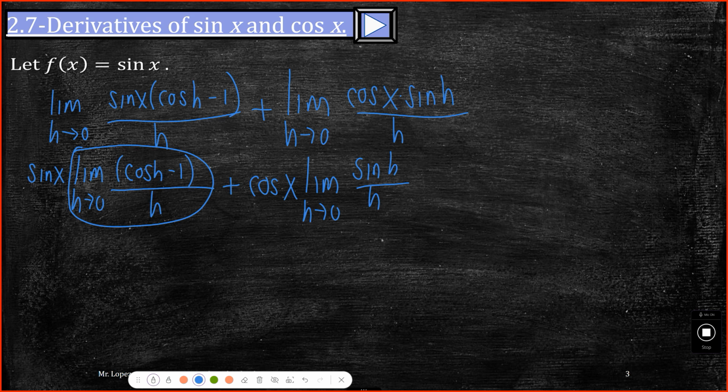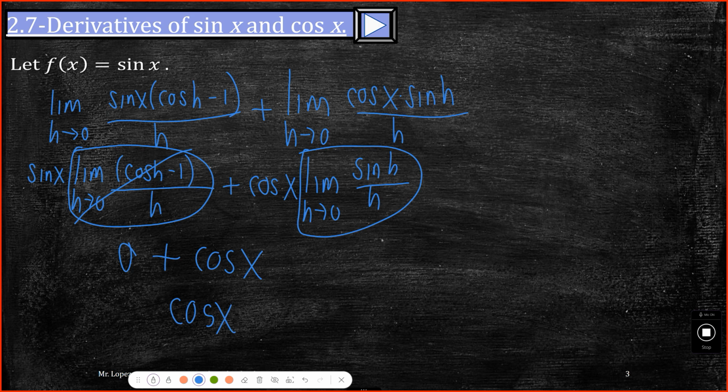0 times sine x is what? 0 times anything is what? 0. So this is 0. And what was this? Look at your notes. It's 1, was it? Because x approaches 0, sine of x over x, wasn't it? So it's going to be 1 times cosine x. So it's going to be cosine x. So what's 0 plus cosine x? You don't even need 0. So the answer is what?